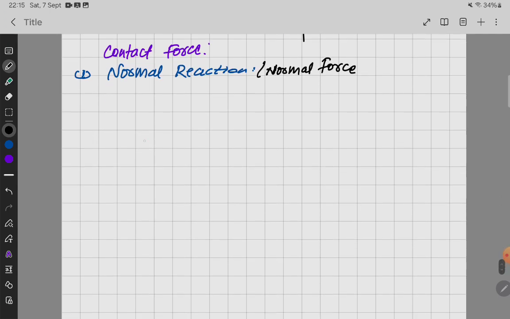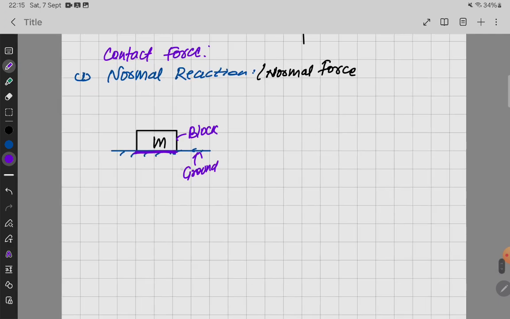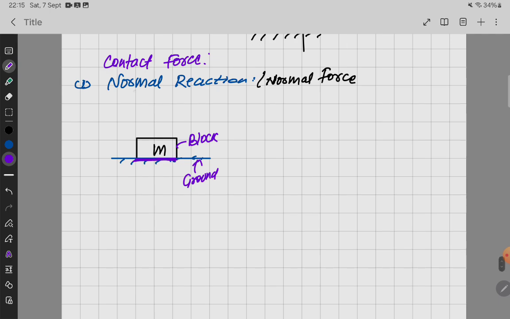So here see, taking the same example, block mass m, it is kept on this earth, on this surface. So now here see, there is a contact between two surfaces. One is this ground and here this is block. So here there is a contact between this ground surface and block. So here the block will try to press the ground, right? And again this force, normal force, is an action and reaction force. So here Newton's third law of motion will apply here.